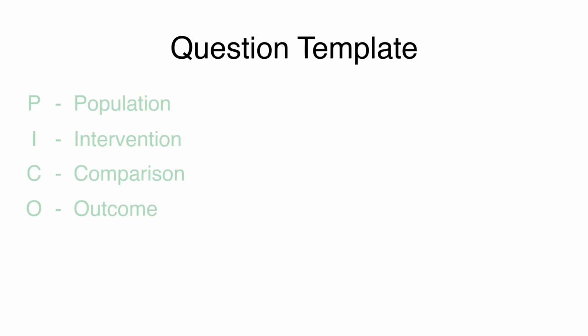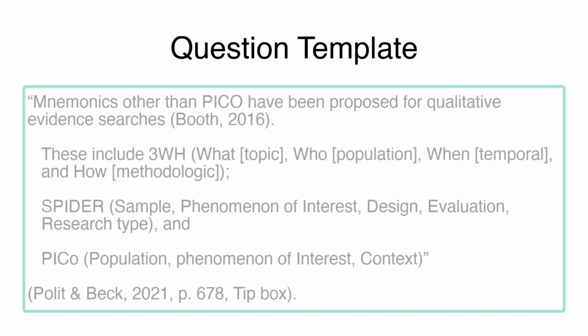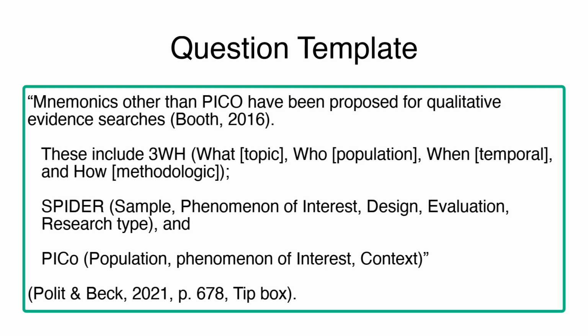The PICO question, while articulating a purpose statement, can also help form a search expression for searching a database. The PICO template is generally applied to describe variables of a quantitative study, which can help organize and articulate potential search terms. Question templates can also be designed for qualitative approaches when it comes to searching the literature. Mnemonics other than PICO have been proposed for qualitative evidence searches. These include 3WH: what, topic, who, population, when, temporal, and how, methodologic. SPIDER: sample, phenomenon of interest, design, evaluation, research type. And PICo: population, phenomenon of interest, context.